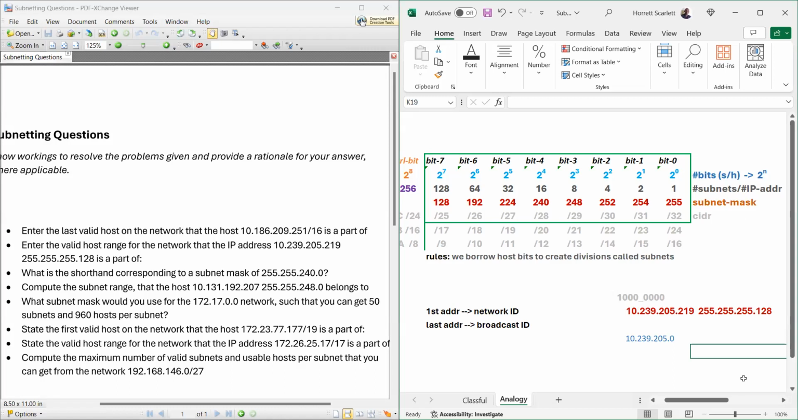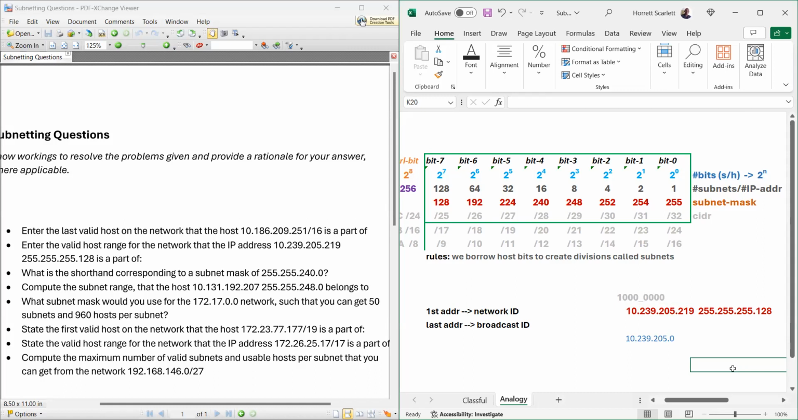Continue. Sir, can you repeat the last part of that? The last part of what? When I say we borrow a bit. All right, so the subnet mask says 255.255.255.128. If you convert 128 to binary, what do you get? You get this binary pattern up here. So this binary pattern represents 128. That's all we're saying.